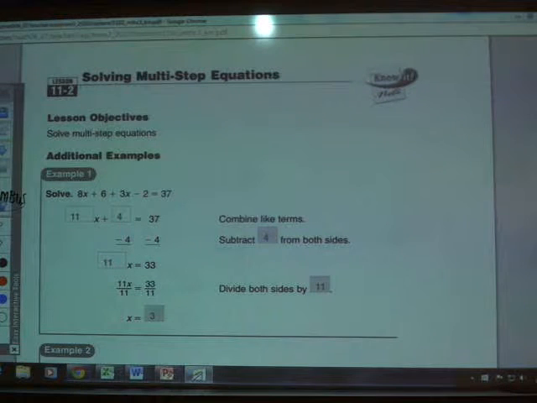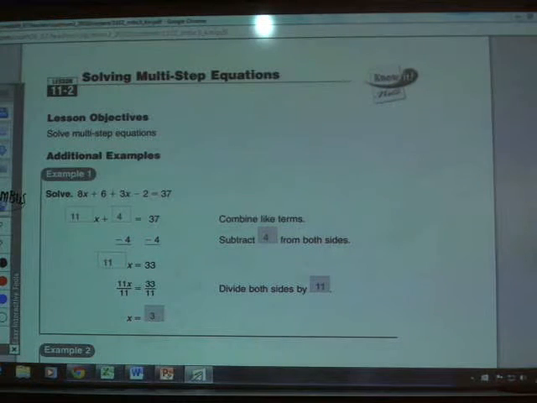Chapter 11, Section 2 in the 8th grade note-taking guide is entitled Solving Multi-Step Equations. So we spent some time yesterday working on simplifying the equations. Now we're going to work on actually solving the equations. And as you heard me say yesterday, a lot of this is going to be review.